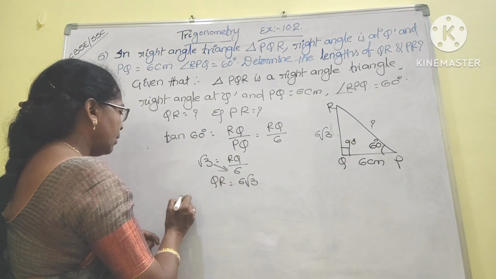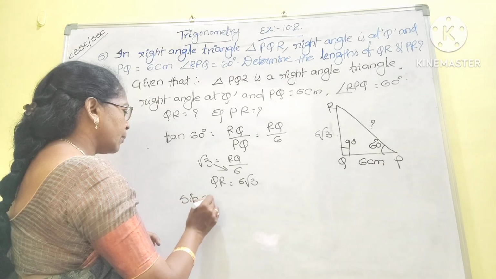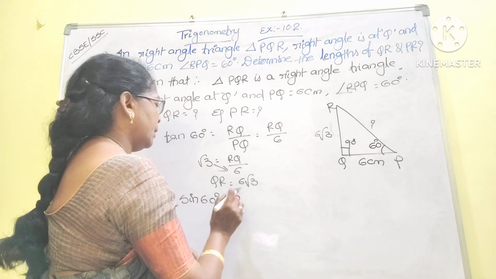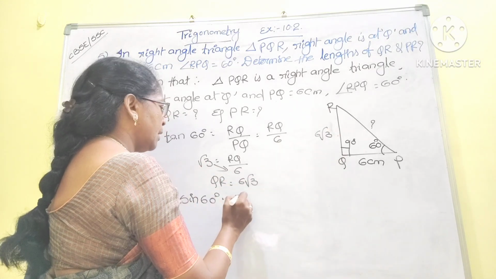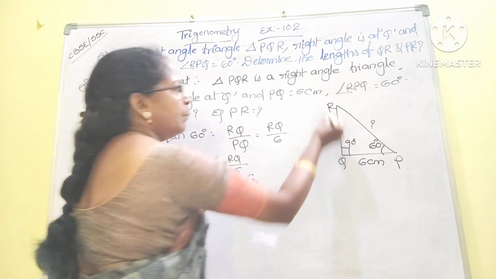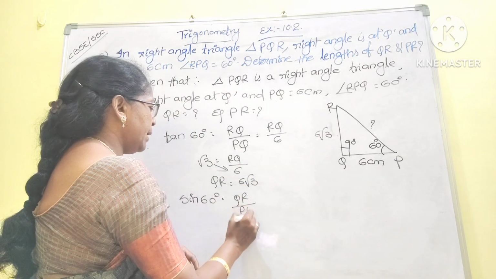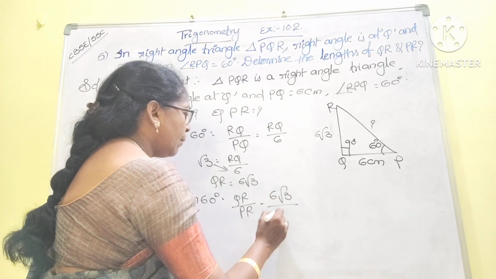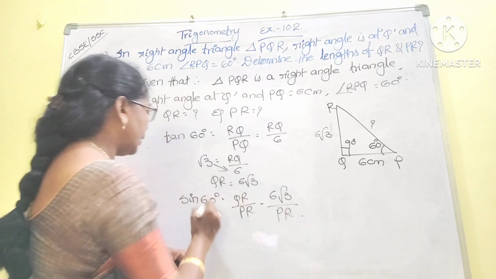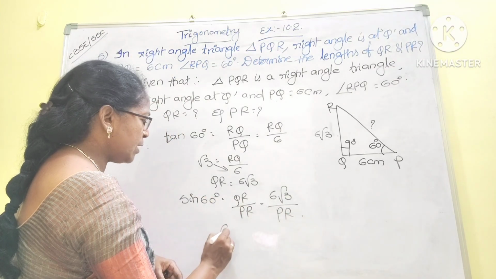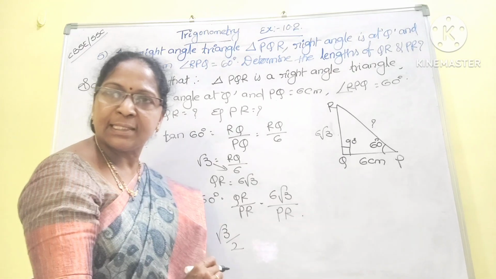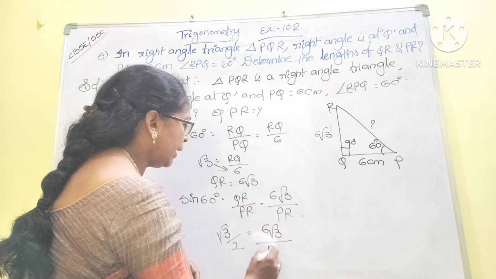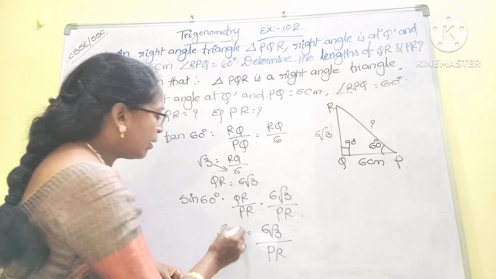So I am taking here sin 60 degrees equal to opposite side, that means QR, divided by hypotenuse, that is PR. That equals QR, already we know the value 6 root 3, by PR. Now sin 60 equals how much? Root 3 by 2. Sin 60 equals root 3 by 2, that equals 6 root 3 by PR. Now cross multiply.